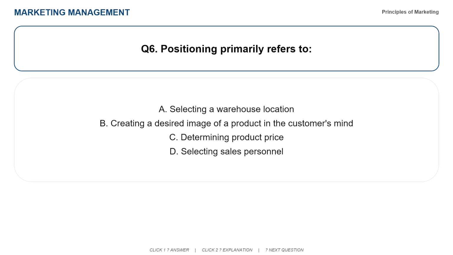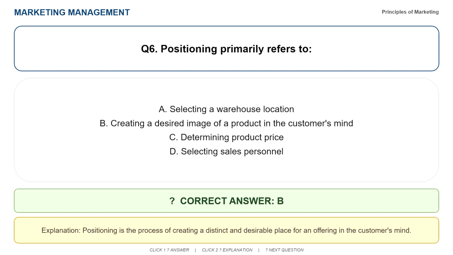Question 6. Positioning primarily refers to: Option A, selecting a warehouse location. Option B, creating a desired image of a product in the customer's mind. Option C, determining product price. Option D, selecting sales personnel. The correct answer is B. Explanation. Positioning is the process of creating a distinct and desirable place for an offering in the customer's mind.